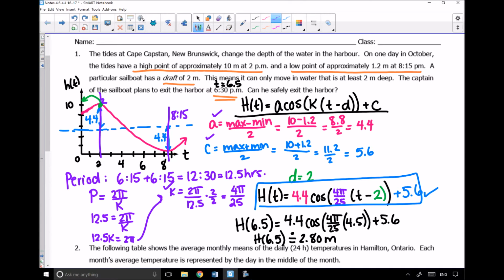He definitely can, because in order for him to be able to sail his boat, there needs to be a draft of at least 2 meters, and the water level will be 2.8 meters, so it's high enough. So we can say, yes, he can safely exit because 2.8 is greater than 2.0 meters. So we're good to go for question number 1.